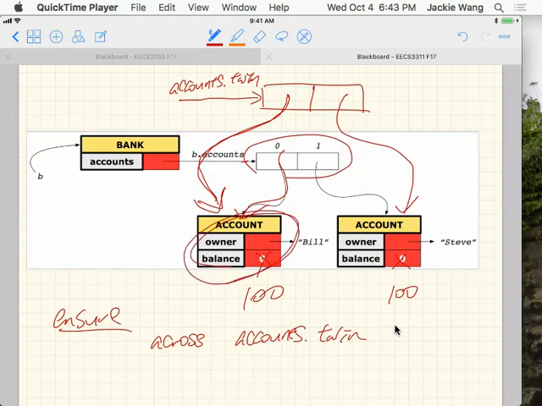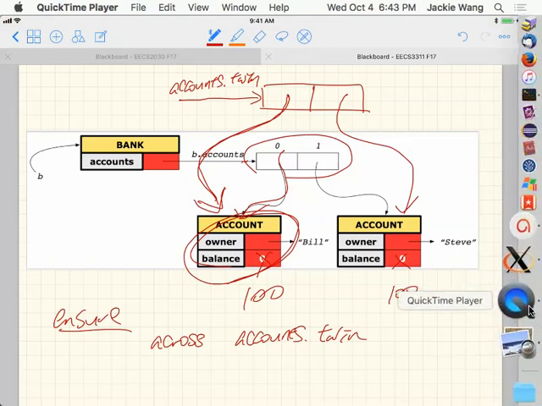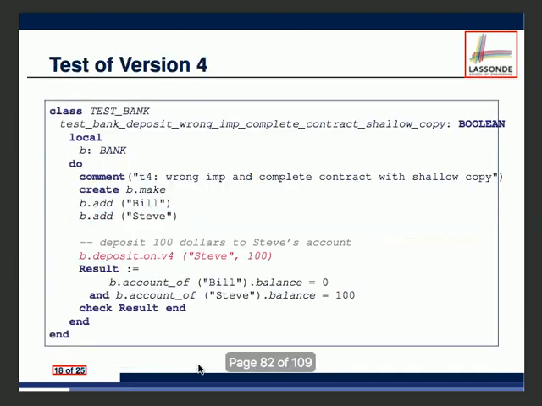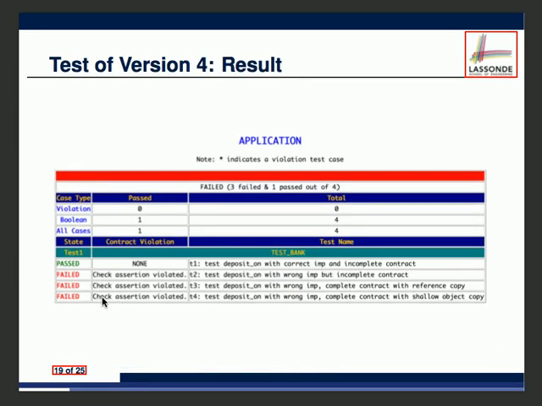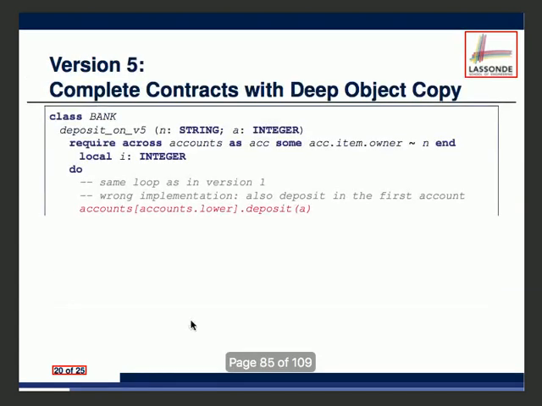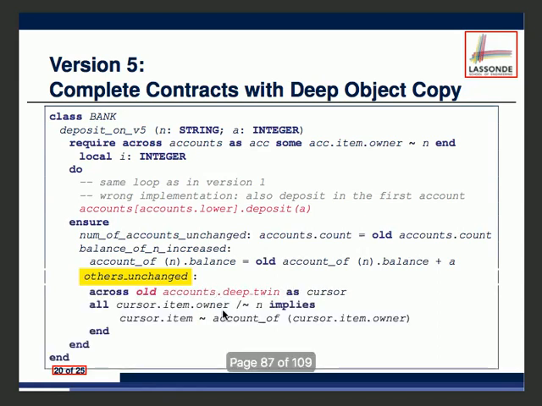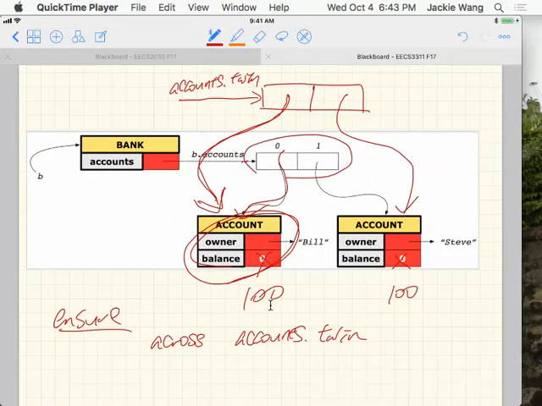Okay, finally, that's why we need to go to the very extreme. If you try version 4, it will still not give you the post condition as expected. So what you really got to do is, with the wrong implementation there, you have to say old accounts.deep_twin. That's what you really got to do. Let me just show you the diagram, and then I'll summarize.